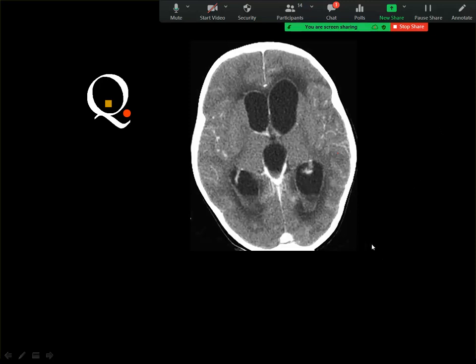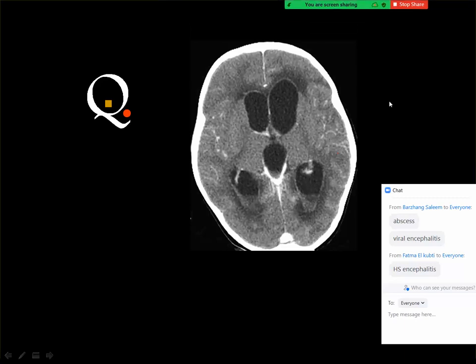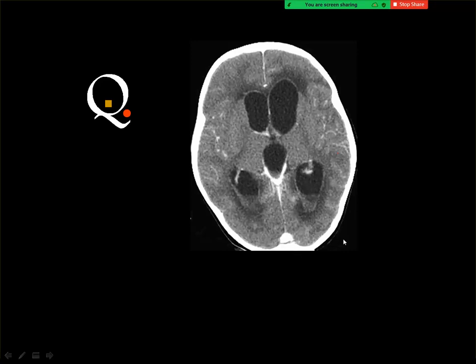This is the child with CT brain with intravenous contrast. Yes, and the answer is right. This is ventriculitis or ependymitis. You have dilatation of the ventricles with ependymal enhancement.